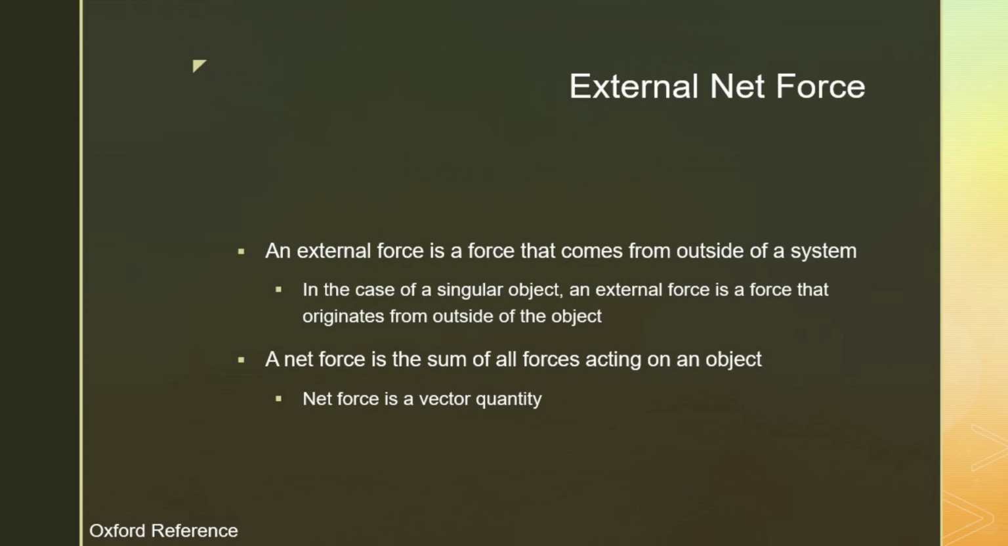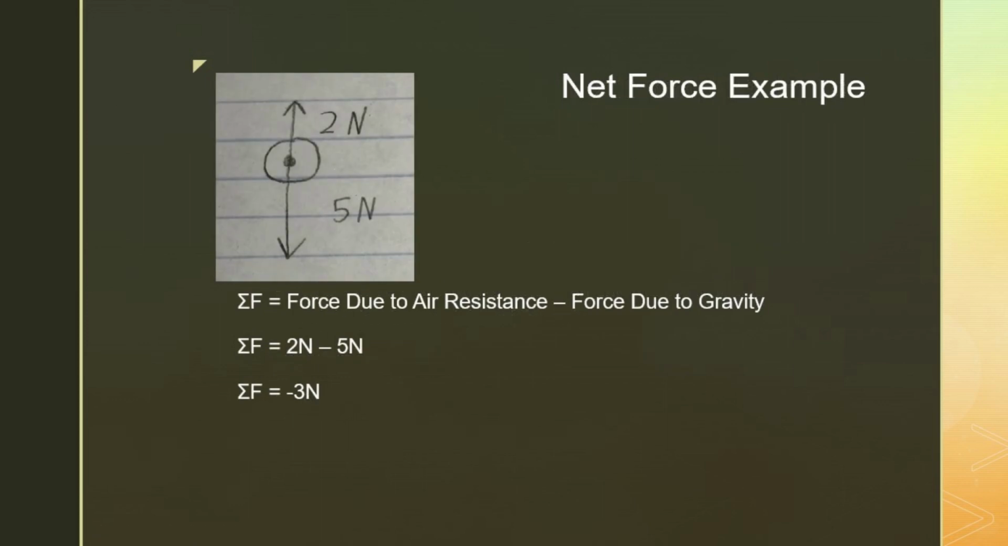A net force is the sum of all of the forces acting on an object. Net force is a vector quantity, which means that in addition to a magnitude, it also includes a direction. In this example, a ball is falling downwards with two forces acting on it. There is a 5 Newton force due to gravity acting downwards and a 2 Newton force due to air resistance acting upwards.